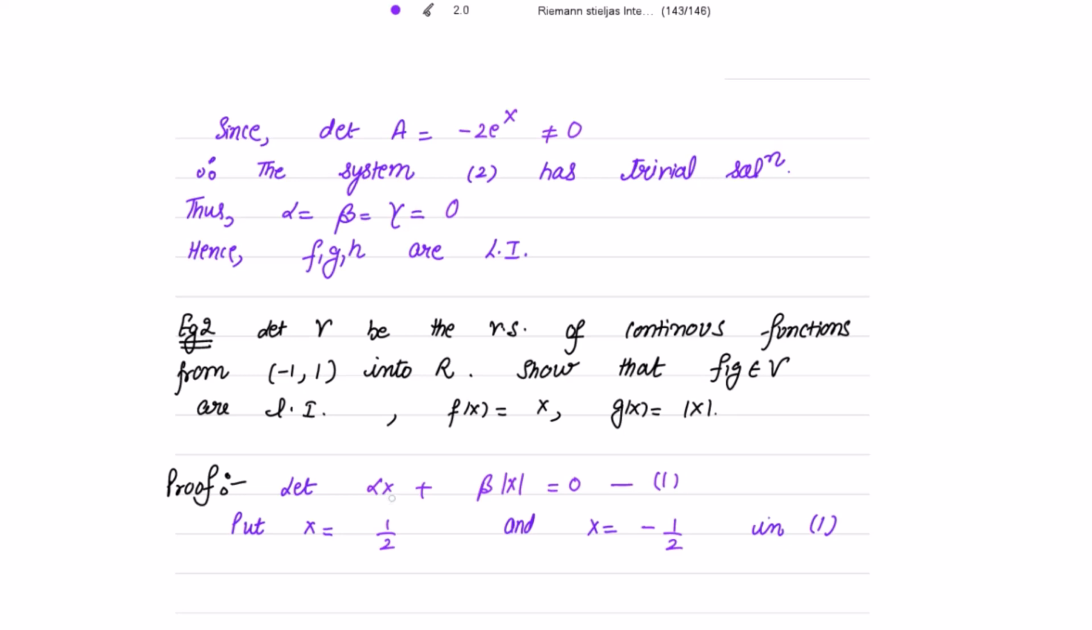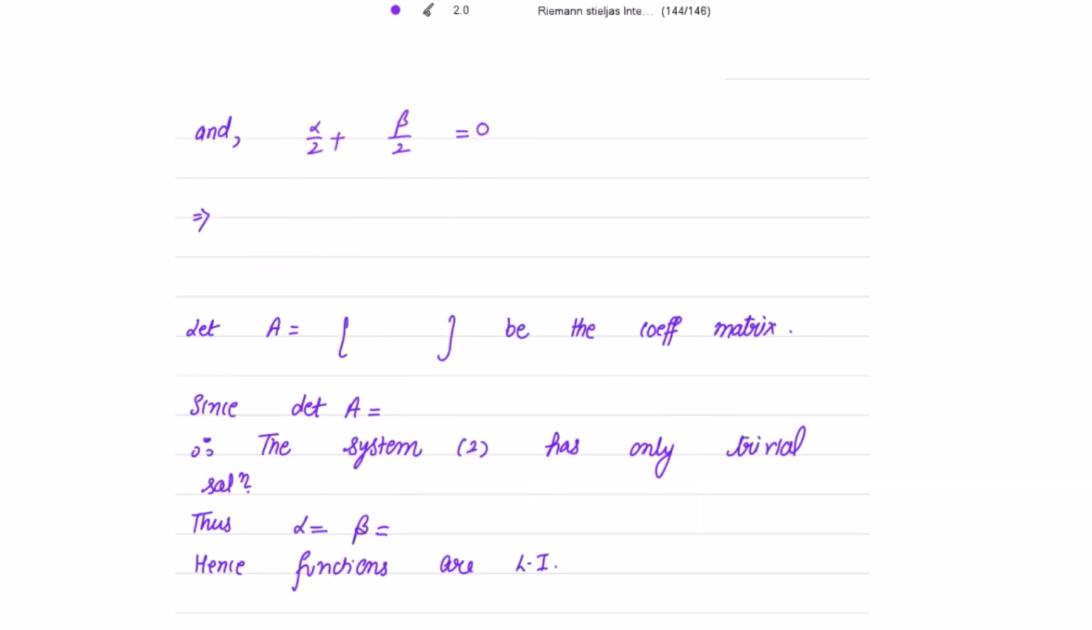Put x as negative 1 by 2. And then I'm having mod of minus 1 by 2, which is again 1 by 2. So this is beta by 2. Which implies I can also write it as negative alpha by 2 plus beta by 2 equal to 0. Right? Now writing the coefficient matrix. So this is 1 by 2, this is 1 by 2, this is 1 by 2, and this is negative 1 by 2.